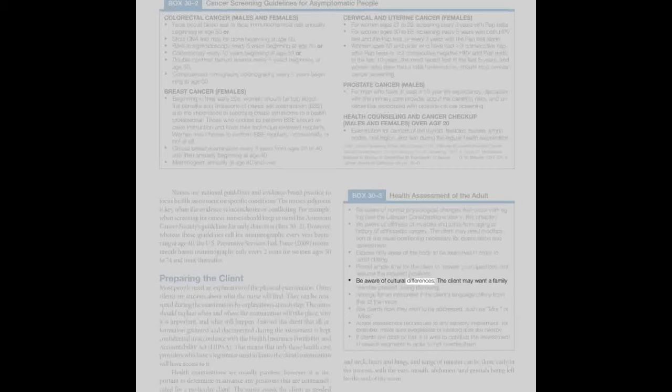Permit ample time for the client to answer your questions and assume the required positions. Be aware of cultural differences. The client may want a family member present during disrobing. Arrange for an interpreter if the client's language differs from that of the nurse. Ask clients how they wish to be addressed, such as Mrs. or Mr. Adapt assessment techniques to any sensory impairment. For example, make sure eyeglasses or hearing aids are nearby. If clients are older or frail, it is wise to conduct the assessment in several segments in order to not overtire them.